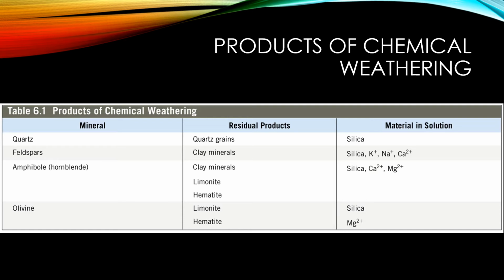And then in solution you get silica and calcium and magnesium. And then finally the mineral olivine, which is a more ferromagnesian mineral that you are more likely to find in something like basalt. You end up with the residual products of limonite and hematite. Or the material in solution will be silica and magnesium.